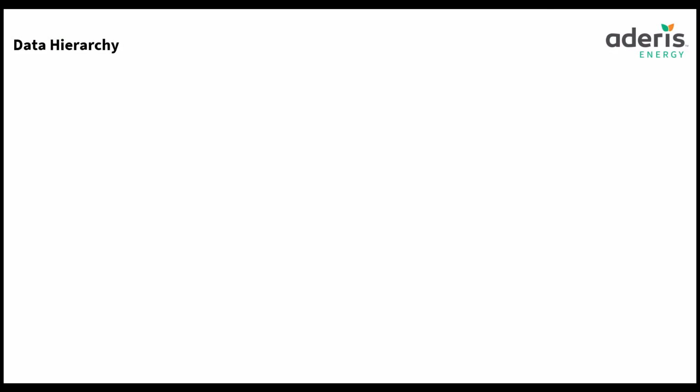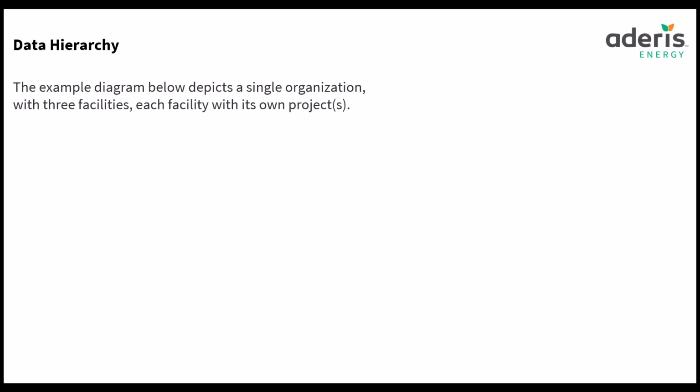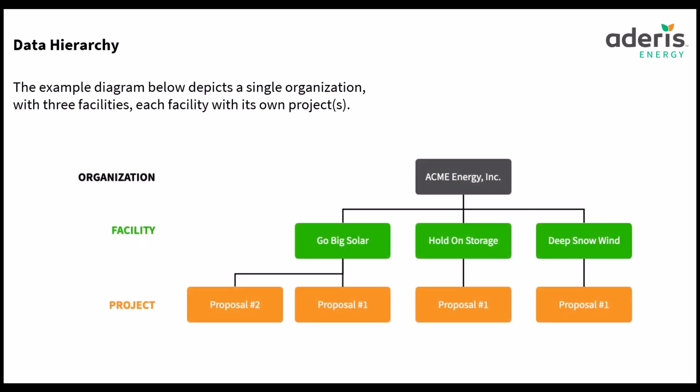Hi there! In this video, we're going to discuss the data structures in Focus. An organizational tree is the easiest way to picture the relationship between organizations, facilities, and projects. The example diagram below depicts a single organization with 3 facilities, each facility with its own project.